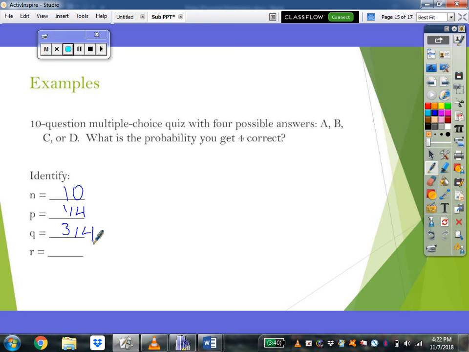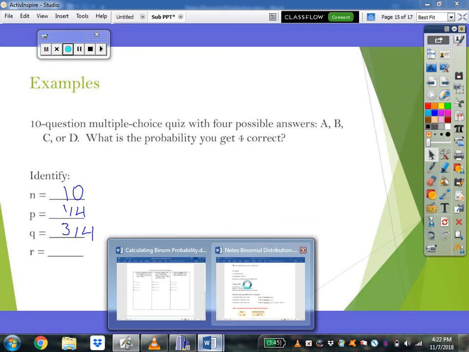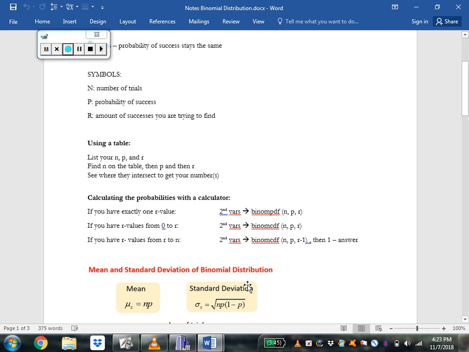So now this is where you go to your calculator, or you can go on a table. I'm going to show you a calculator because obviously it's kind of hard to show you a table when I only have a paper copy for you. So let's go back to your notes sheet real fast.